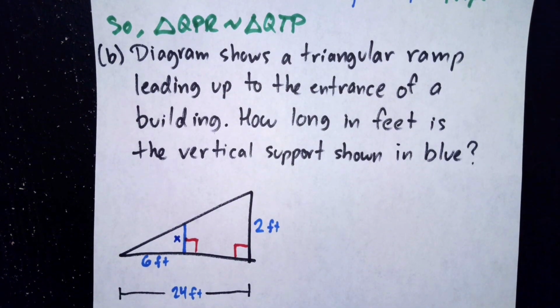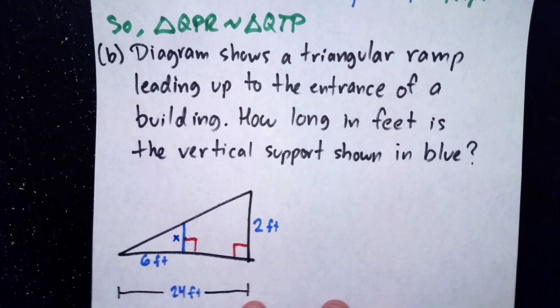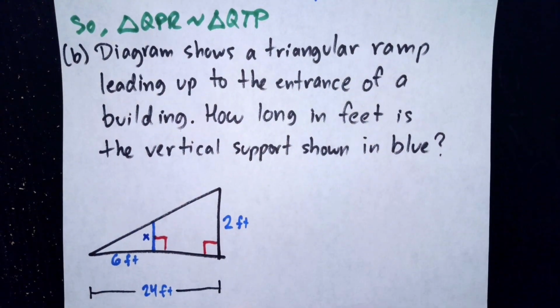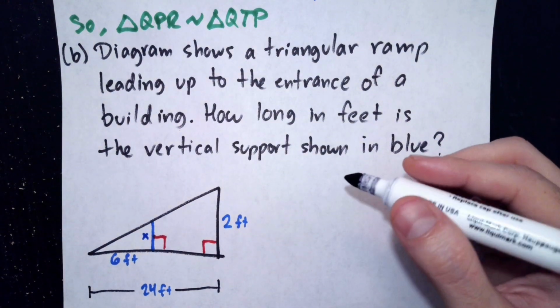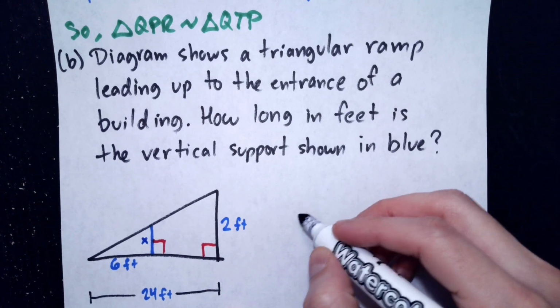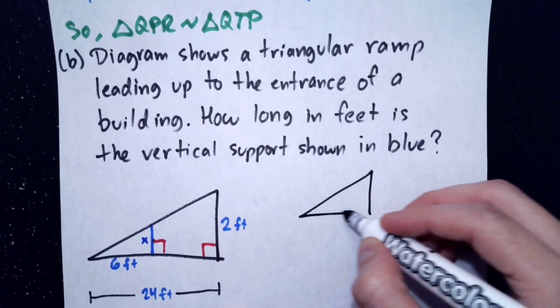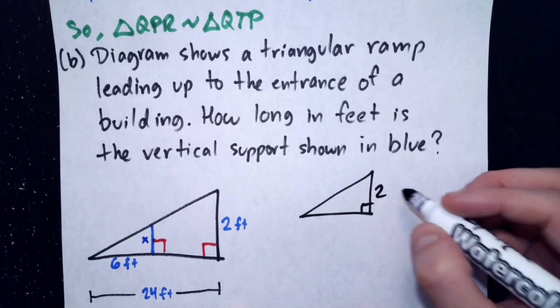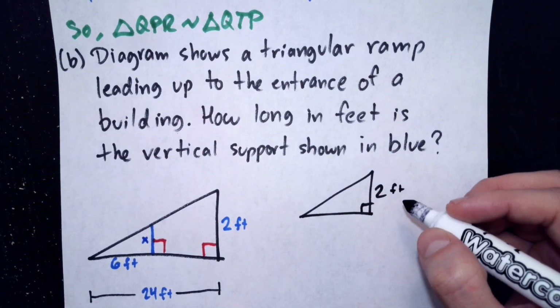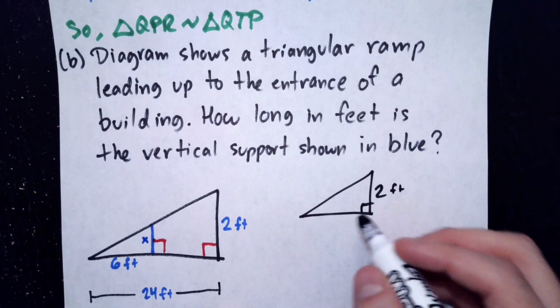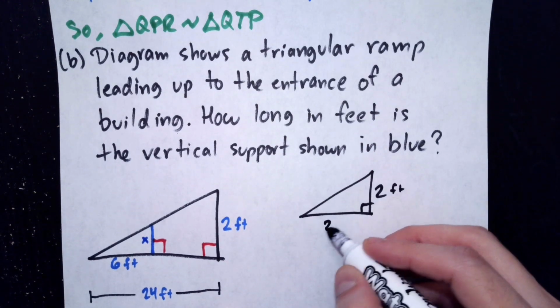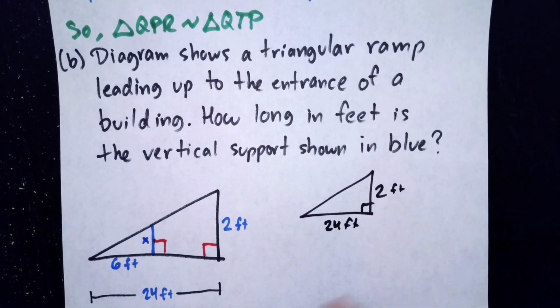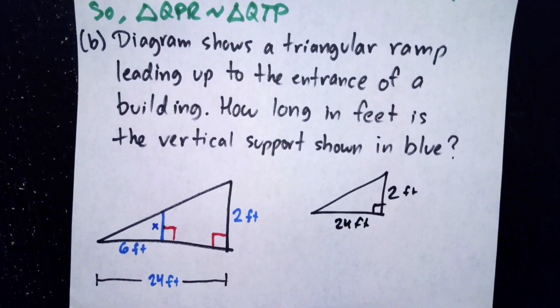And just as before, as in part A, we're going to want to draw these two triangles separately so that we can get a better idea of which parts correspond to which. So we have the bigger triangle that goes like this with a right angle here. And this is 2 feet. And then this very long leg has got to be 24 feet. Right? It's this big length right here.